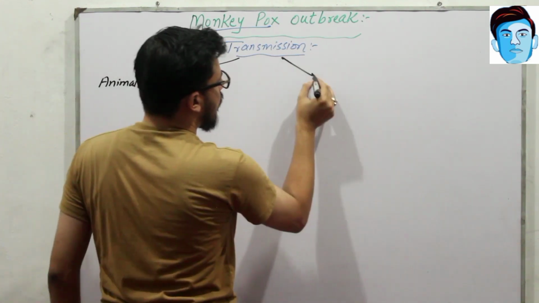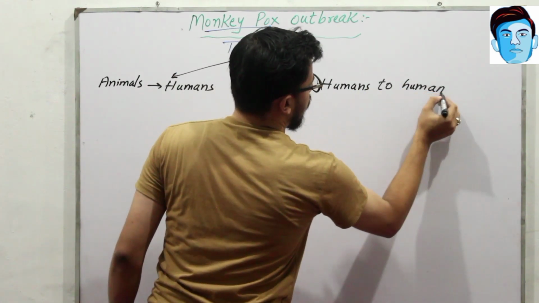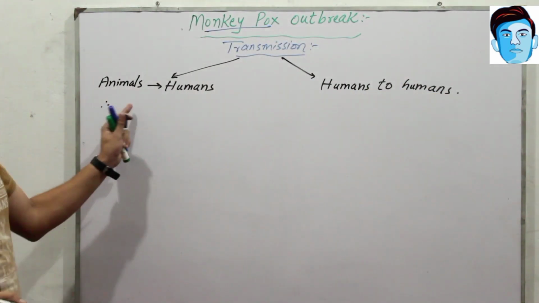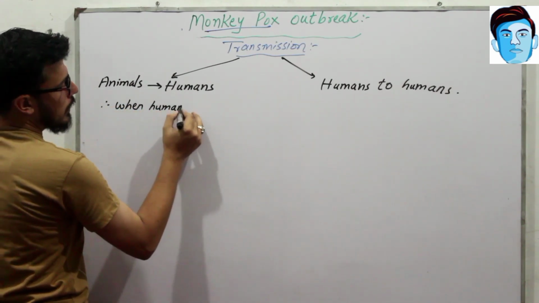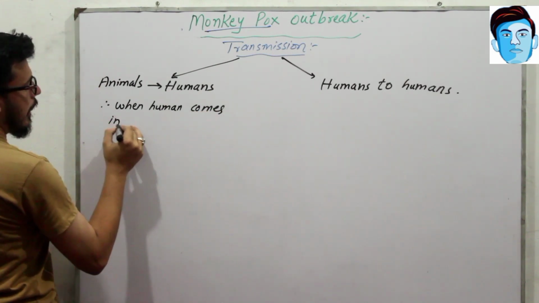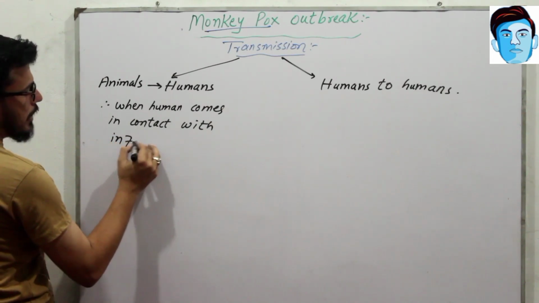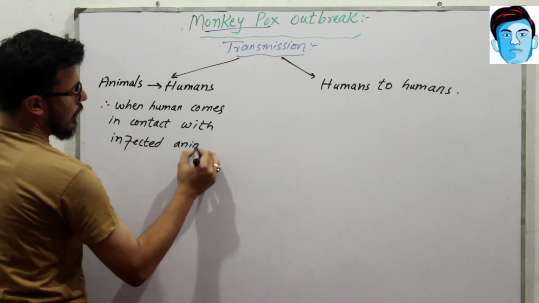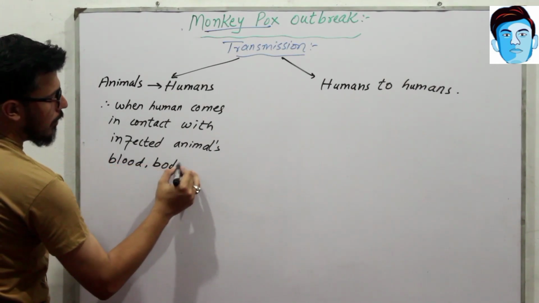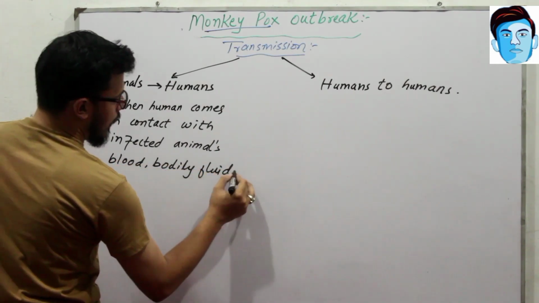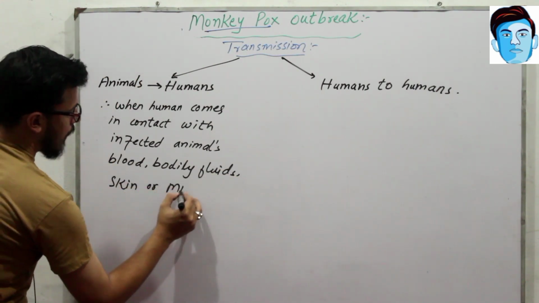Also, it is transmitted from humans to humans. Now, when a human comes in contact with infected animals' blood, bodily fluids, also skin or mucous membrane.